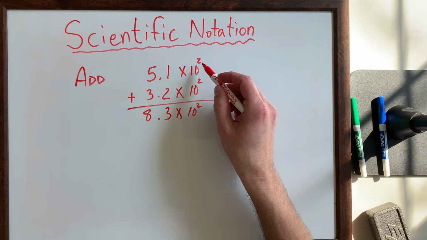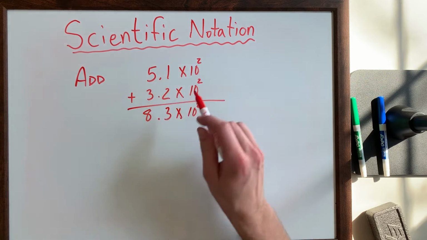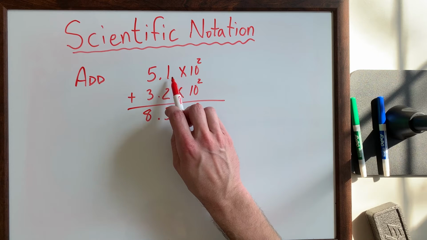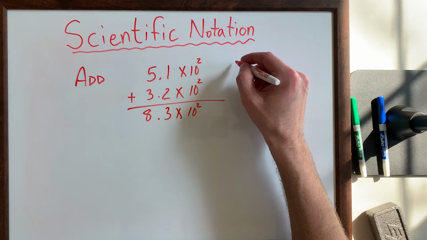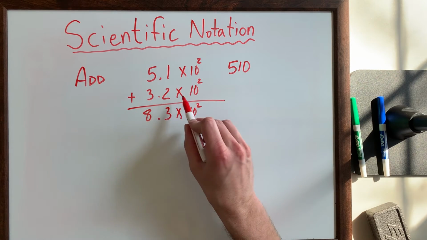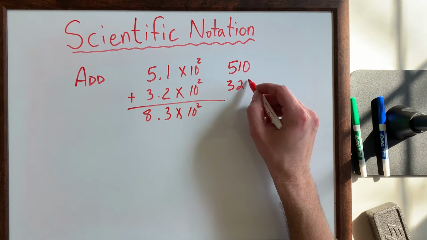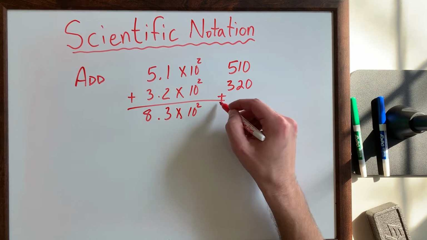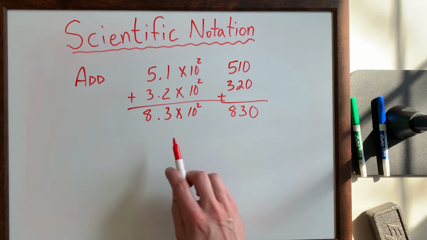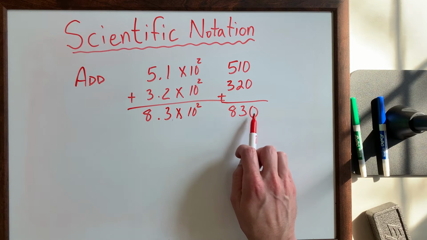And the way that you can check this, remember, is since we have a positive exponent, then we can take this scientific coefficient and we can move the decimal point 2 places to the right to change it into the standard form, and we would get 510. And here, 3.2 times 10 to the second, well, let's move this decimal 2 places to the right, and we get 320. If I add those numbers, 0, 3, and 5 plus 3 is 8, look at 8.3, if I move the decimal 2 places to the right, 1, 2, I get 830.